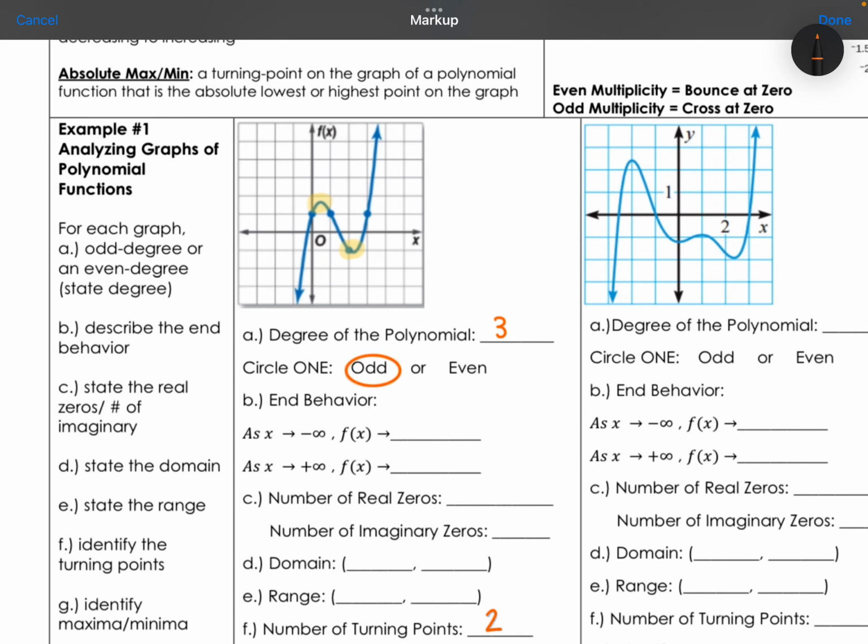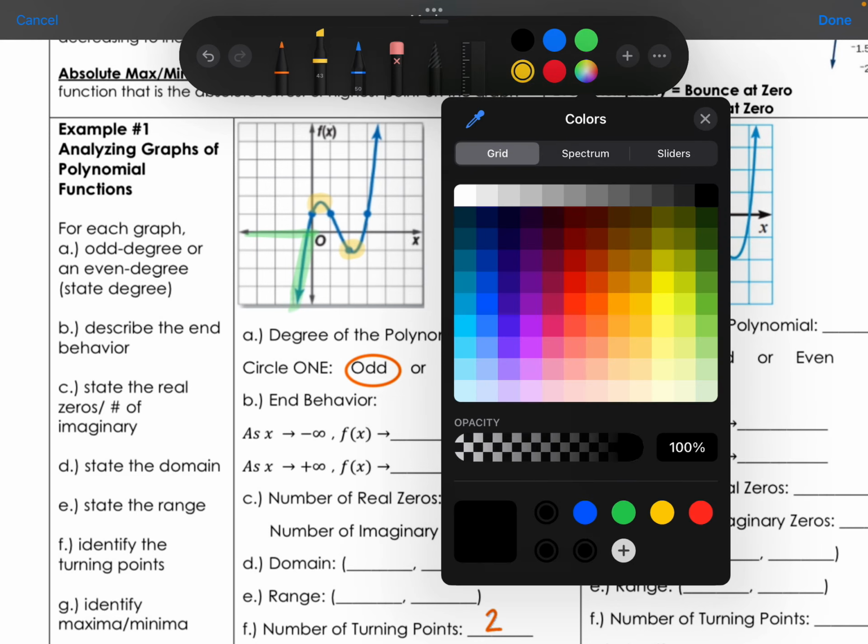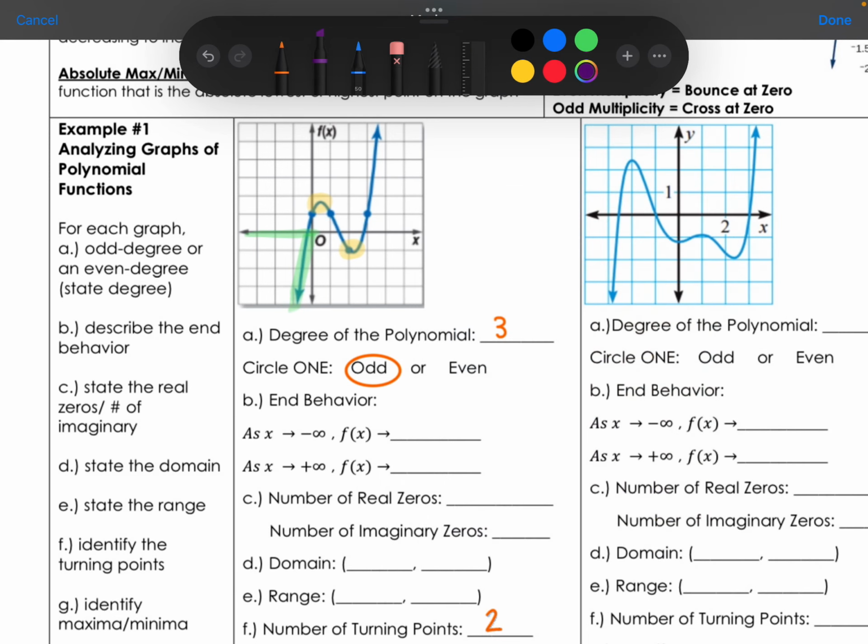And behavior. So what does that mean? That means that as my function is going to the left, as x goes to negative infinity, the function's going downward, right? And as my function goes to the right, it goes up to positive infinity. So over here it's going down as we go toward the smaller x values. And as we go toward the bigger x values, my function goes up.